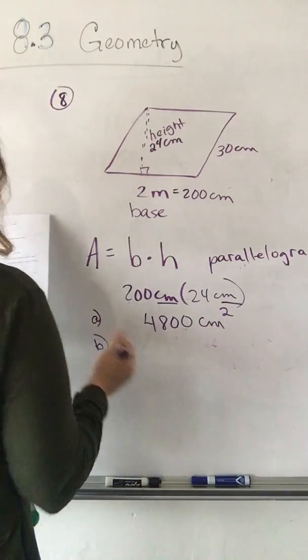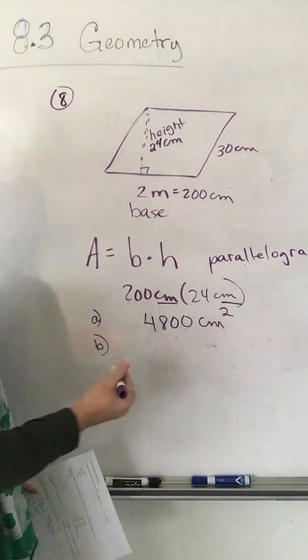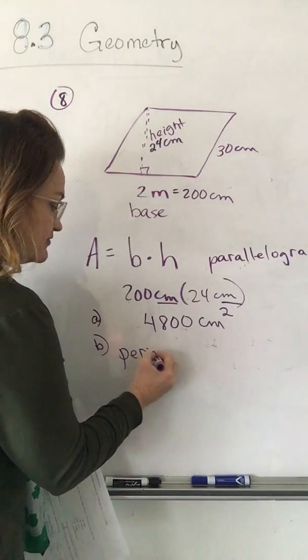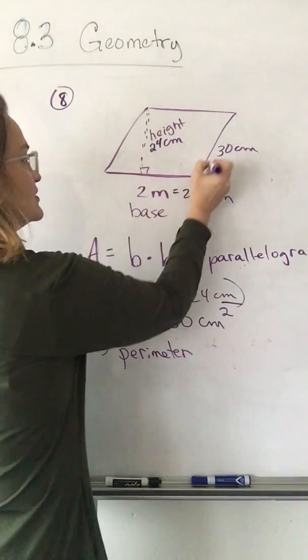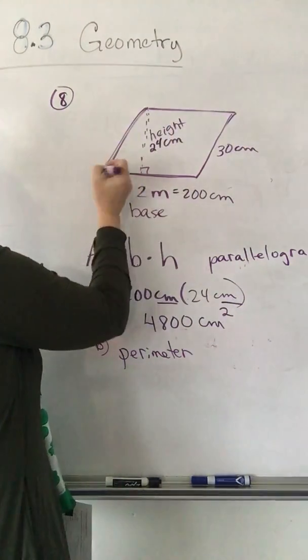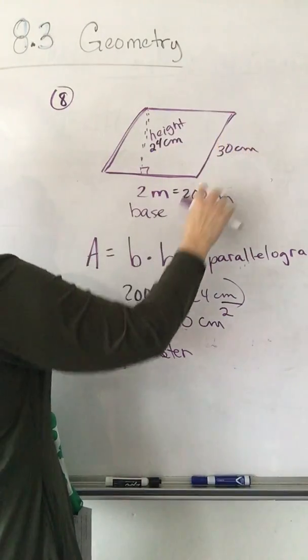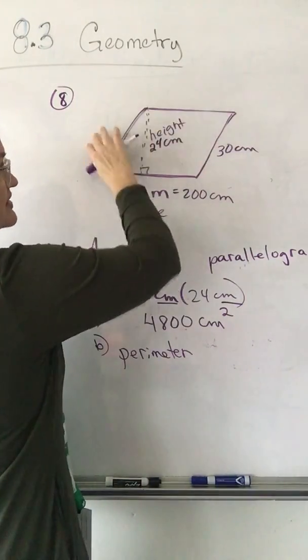Then the second question says figure out the perimeter. Perimeter is the distance around a figure, just the outside edges. It's a linear distance, this distance plus this, plus this, plus this. So it's adding around the outside edges. So again, we want them to be all in the same units.